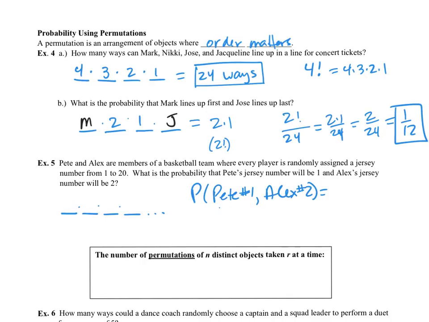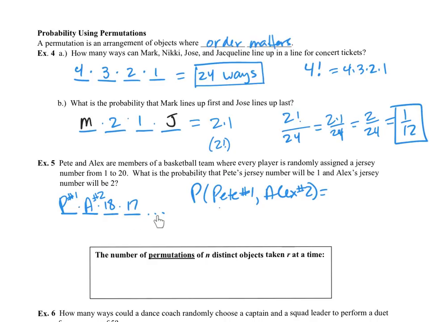If Pete has jersey number 1 and Alex has jersey number 2, so let's say that happened randomly, then how many jerseys are left for this person? Well, now there's 18 left, okay? And then after that person's been assigned a jersey, then there's 17 for the next, and so on down the line. Okay, so what is the probability of Pete randomly getting jersey number 1 and Alex randomly getting jersey number 2?